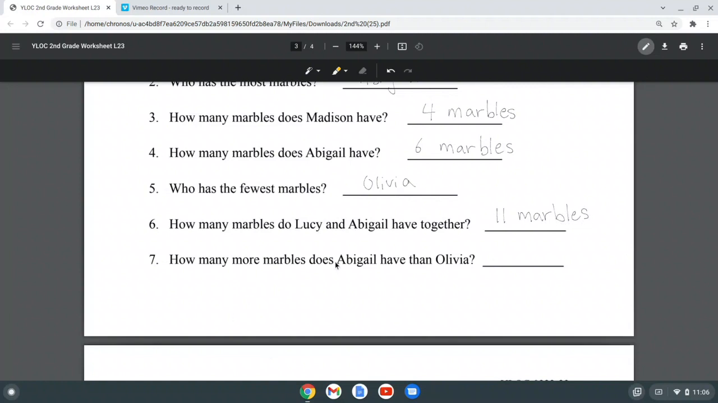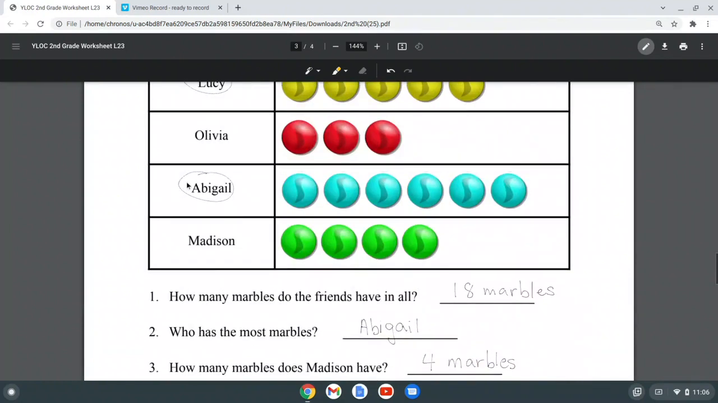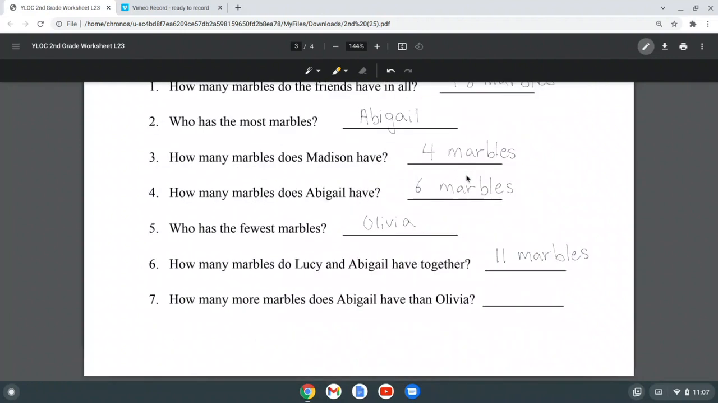How many more marbles does Abigail have than Olivia? So here's Abigail, then Olivia. Since they're lined up here, let's count 1, 2, 3. Abigail has 3 more marbles than Olivia. Let's go to the next page.